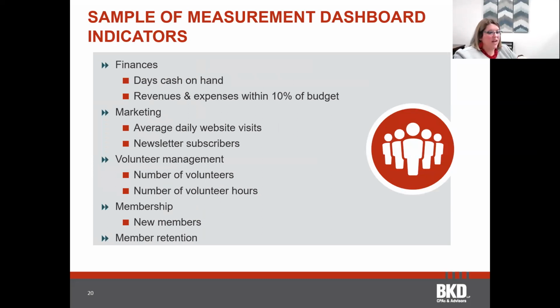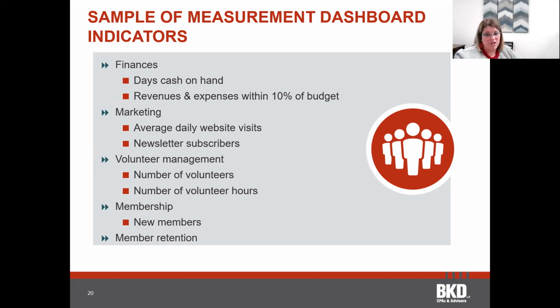Some other things in the finance world: days cash on hand, revenues and expenses that are within 10% of budget or more. The more ones are the problem. Within the 10%, that's a good thing. Marketing. I don't know if some of you are a little bigger than others, but if you have specific marketing folks, tracking how many daily website visits you get, your newsletter subscribers, tracking clicks and emails if you send emails through a system that you can track that information.